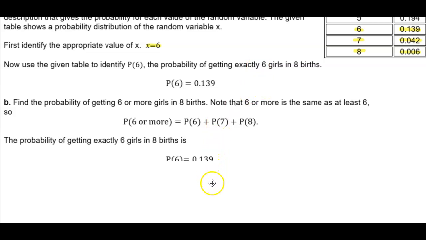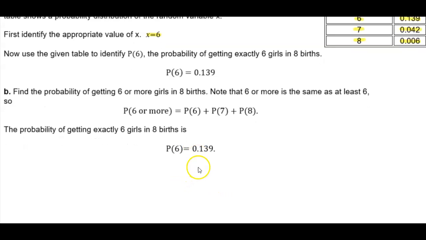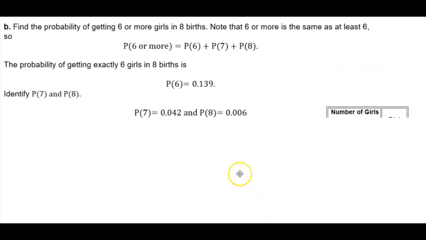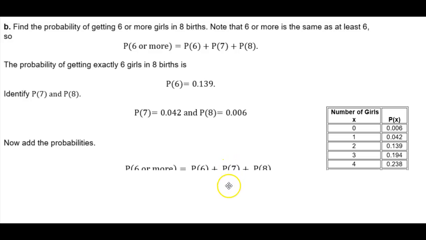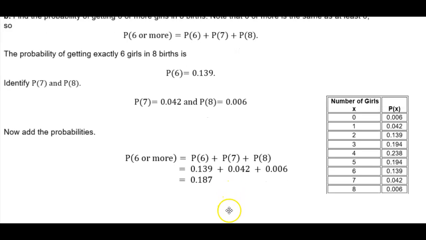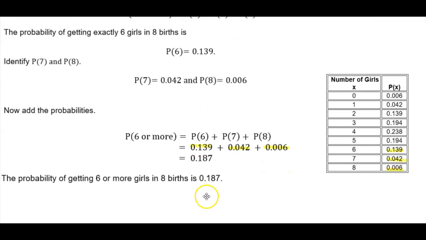So the probability of getting exactly 6 girls equals 0.139. And then what is the probability of 7 and what is the probability of 8? Well, the probability of 7 is 0.042. The probability of 8 is 0.006. So now we're going to add those probabilities. We're going to get 0.139 plus 0.042 plus 0.006. When we add them together, it gives us 0.187. Therefore, the probability of getting 6 or more girls in 8 births is 0.187.